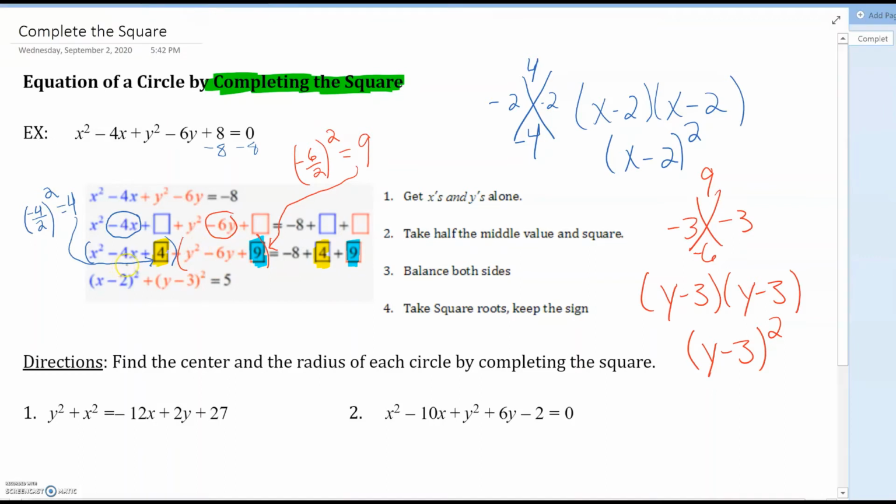To find this, it will always be half of that middle value down here. Half of negative 6 is negative 3. Or you take the square root. Square root of 4 is 2. Square root of 9 is 3. And then you evaluate on this other side. Now my center is at 2, 3, and my radius is equal to the square root of 5, whatever that is.